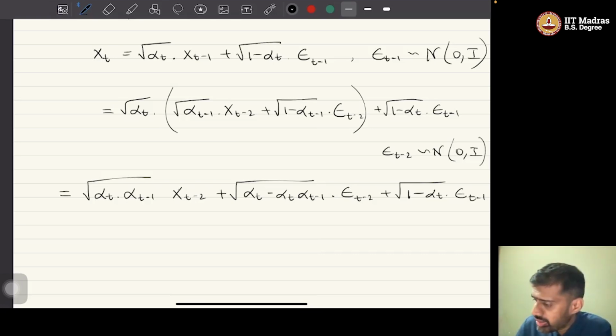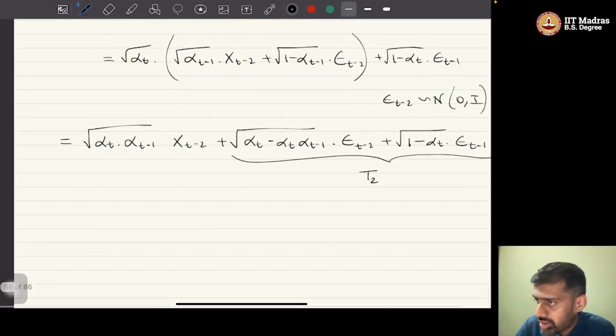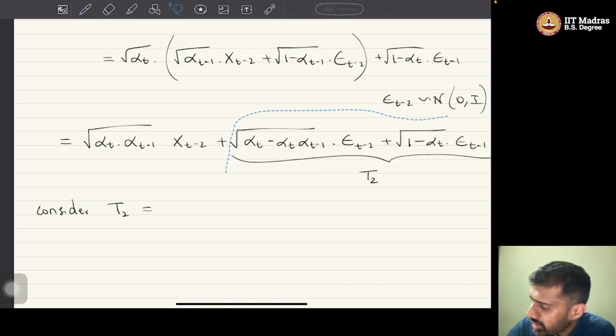So, now let's consider this second term here, okay, and we will see what this is. So, let us name this some t1, okay, or t2. So, now consider t2, that is equal to, just copy this, don't want to write it again.